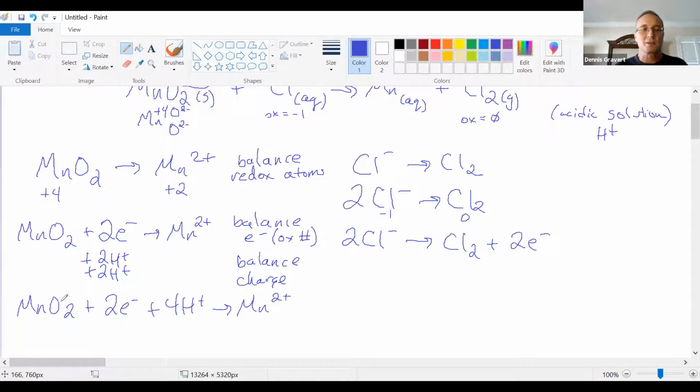And we'll check the charge one more time. No charge, 2 times a minus is a -2. 4 times a plus is a +4. 4 minus 2 is a +2. Yes, that matches this side, +2. Over here, we have a 2 minus. That's a 0 for chloride, a chlorine molecule, and we have 2 minuses. Hey, it's already balanced. Beautiful.